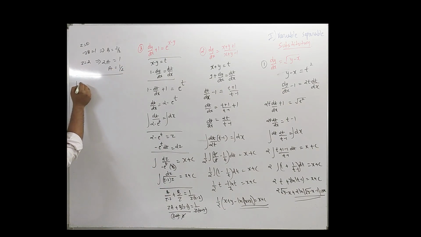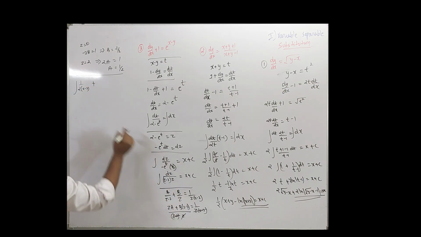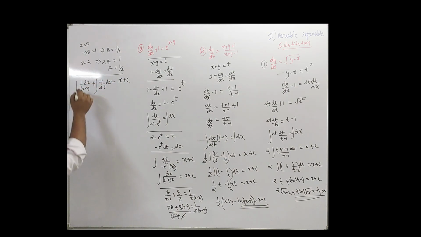Substitute it. So integration would be a upon z minus 2, so 1 upon 2 into z minus 2, plus b upon z. So value of the b we have minus 1 upon 2 into z, equal to x plus c. So integrate it. So it will be half ln z minus 2, and here it would be minus half ln z.